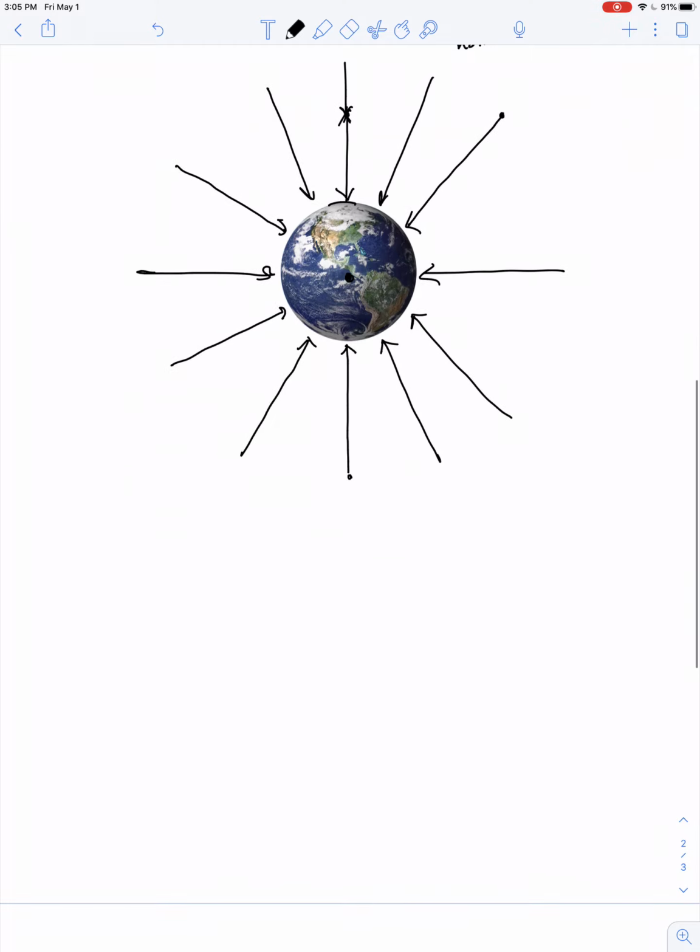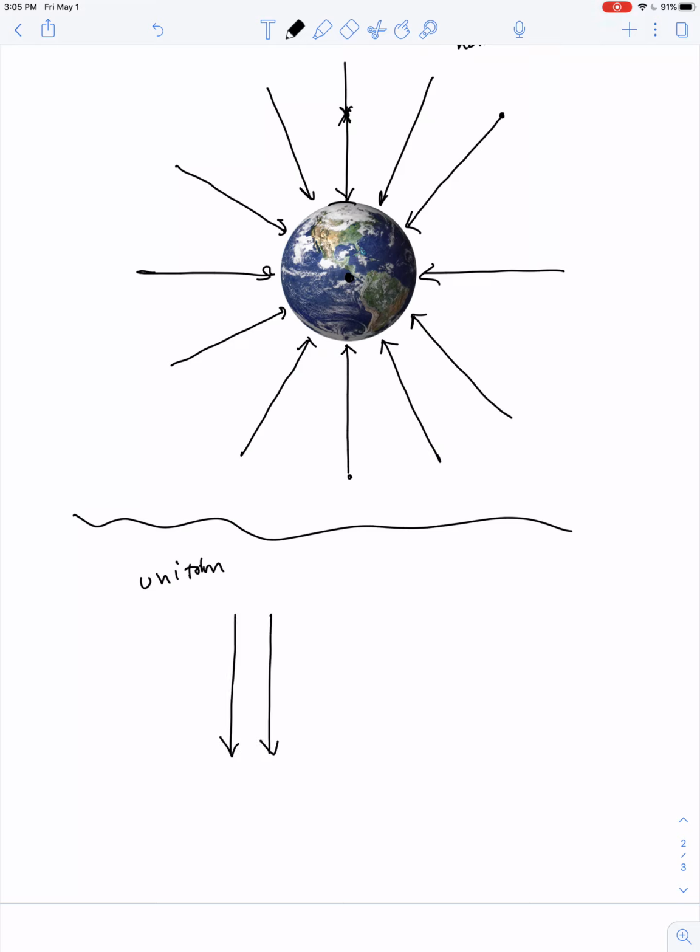Uniform fields, in contrast, look like this. For a field to be uniform, all the lines in that field have to point in the same direction. In other words, all the lines that represent the gravitational field need to be parallel to each other, and the spacing between the lines needs to be the same at every point.